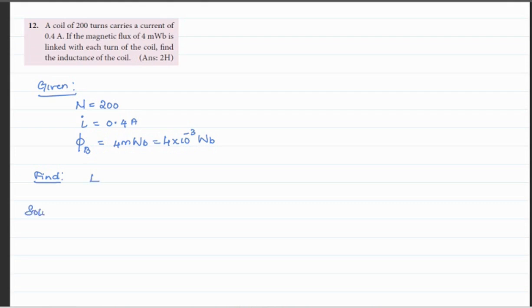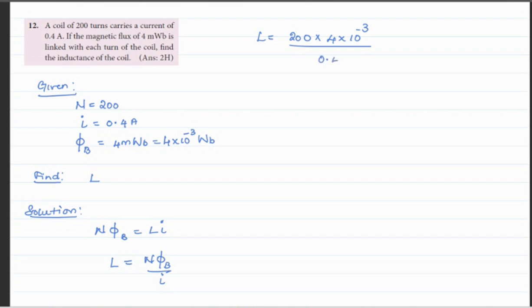Simple. And the first equation ஒன்று சொன்னேன்ல என்ன? N phi B is equal to L into I. L is equal to N phi B by I. So L is equal to N என்ன 200, phi என்ன 4 into 10 power minus 3 divided by I is 0.4. This is 10. So 2000 into 10 power minus 3. என்ன L is equal to 2 Henry. இவ்வளவுதான்.